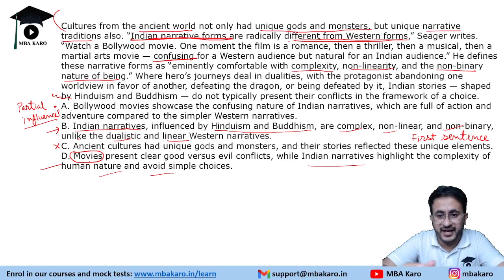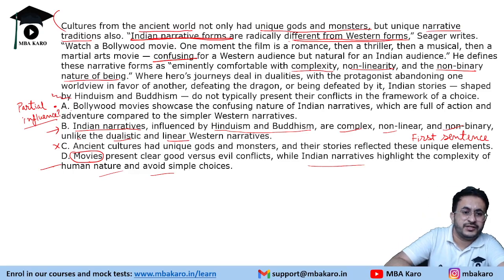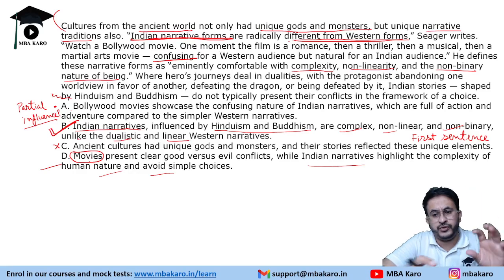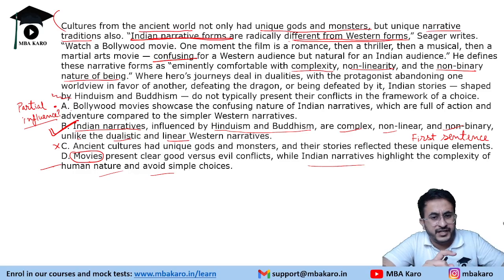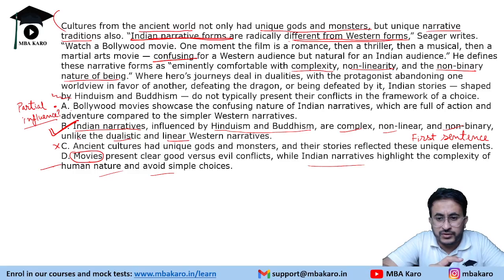How did this happen, why is this influenced, why does it happen that Indian narratives are complex and non-linear? Because they have been influenced by Hinduist and Buddhist stories of the past, and they have shaped the formation of such narratives which are complex in nature, unlike the West, where it is just dualist and linear narratives. So the answer is option B. You need to see that it should capture all the points. It should not be too broad or too specific. It should not be limited to one or two sentences of the entire passage.